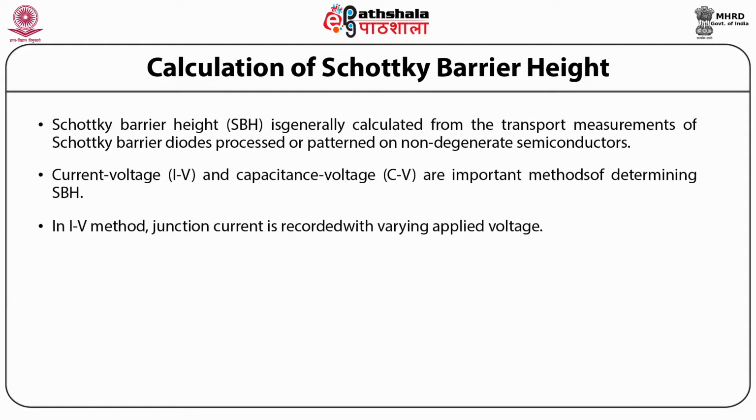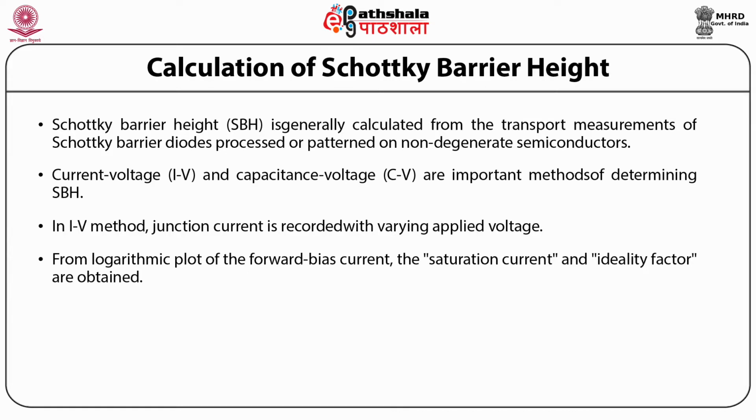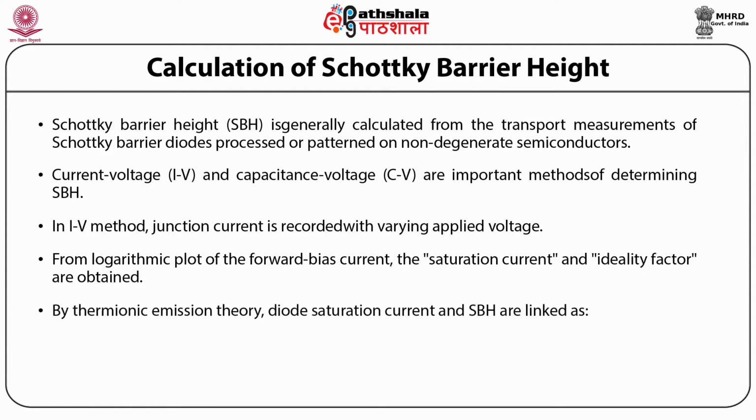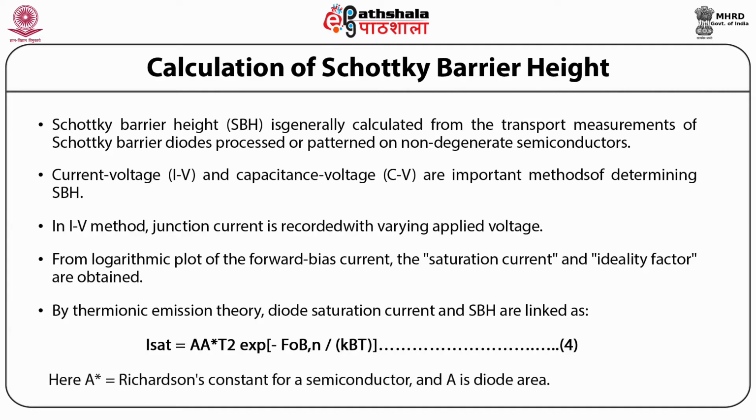In the IV method, injection current is recorded with varying applied voltage. From the logarithmic plot of the forward bias current, the saturation current and the ideality factor are obtained. By thermionic emission theory, diode saturation current and SBH are linked as I_SAT equals A times A star times T squared times exponential of minus ΦBN divided by kBT. This is represented as equation 4. Here, A star is the Richardson constant for a semiconductor and A is the diode area.